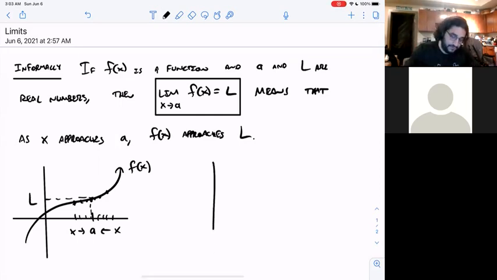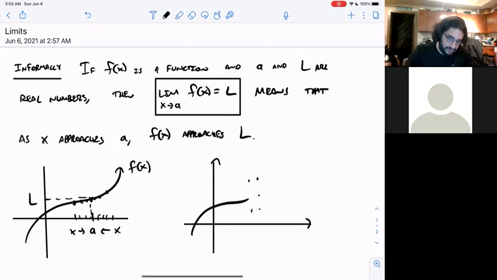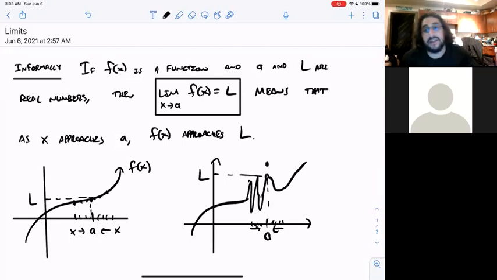It could be some sort of smooth function, or it could be some kind of crazy discontinuous function, maybe with lots of oscillation and holes and all sorts of strange things happening. But still, as long as the y values approach L as the x values approach A, we would still say that the limit exists and equals that number L.